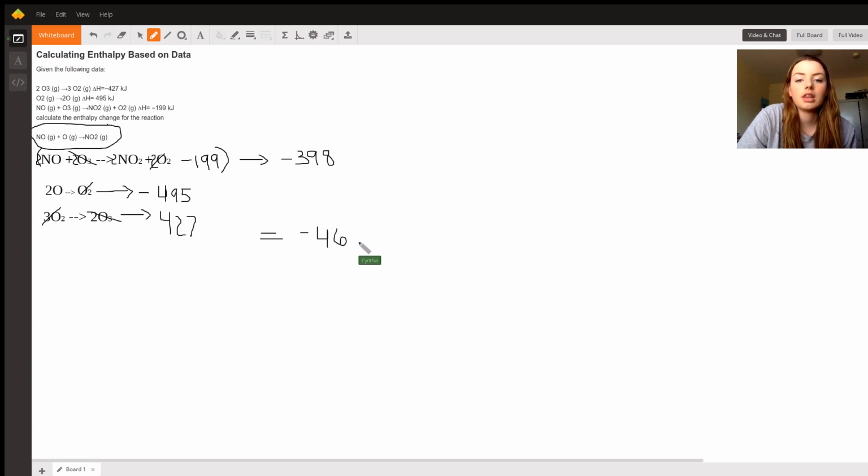Notice here that our net equation only has the coefficient 1 in front of each of the reactants and products. So we need to divide this value by 2. And that's going to give us negative 233 kilojoules, of course. And that is your enthalpy value.